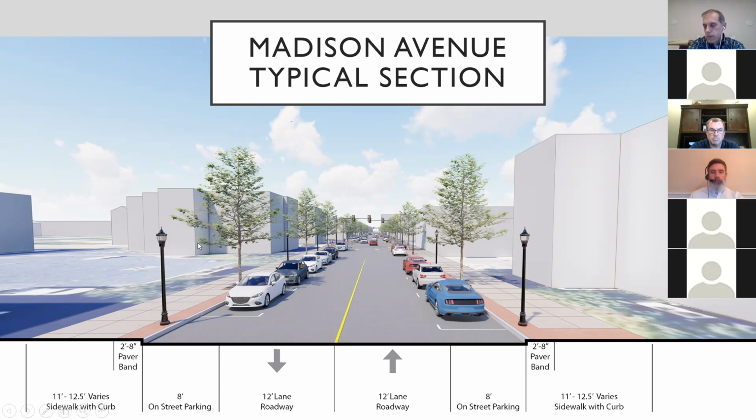We're also going to be implementing and installing new decorative light poles, street trees, and mast arm signal poles, as you can see in the distance, while resurfacing the roadway.